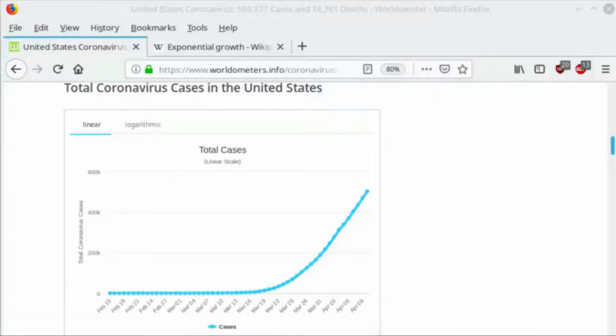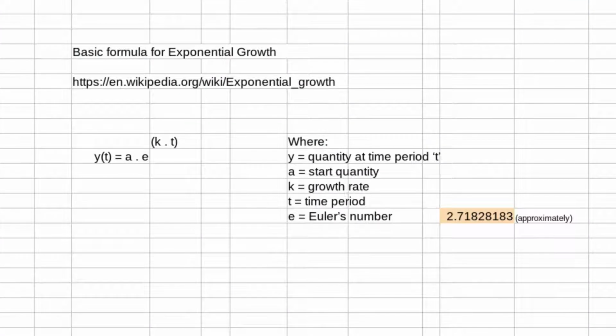For our example we'll be using the cases of coronavirus infections in the United States to calculate the number of infections at a given time. The formula uses the principle of applying a fixed rate of growth to a known quantity at some time in the past to calculate the quantity at some time in the future.